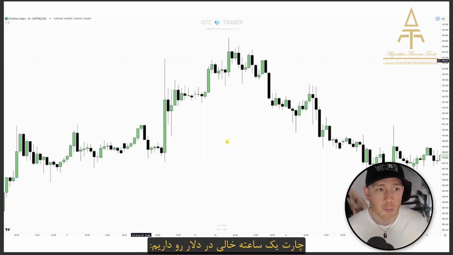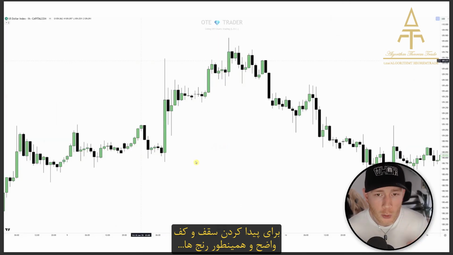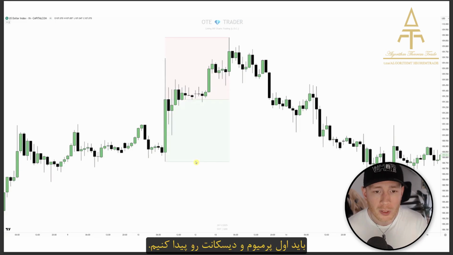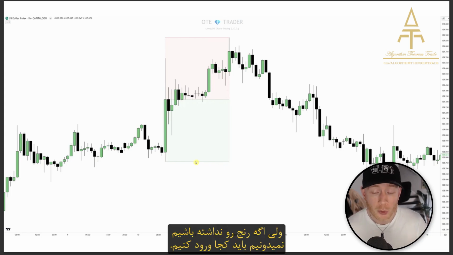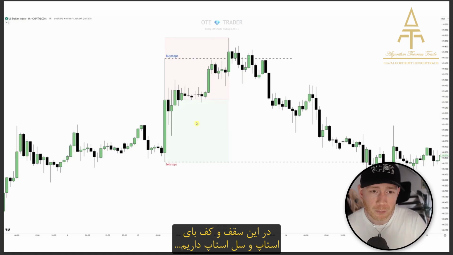So over here, we've got a blank chart, the US Dollar Index, the 1 hour chart, and we just try to figure out where the ranges are, where you can see obvious highs and lows. If I mark out premium and discount first, that's important, because we always want to be a seller in premium and a buyer in discount. If we don't know our premium discount range, then we don't know where to sell or where to order pair.